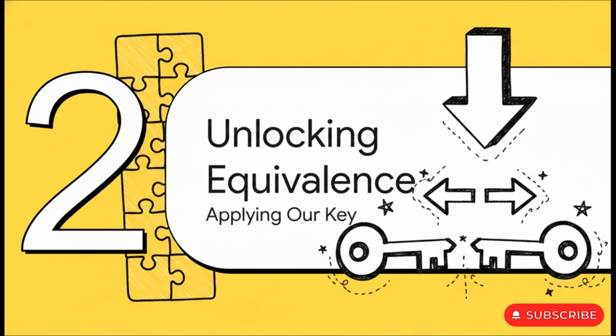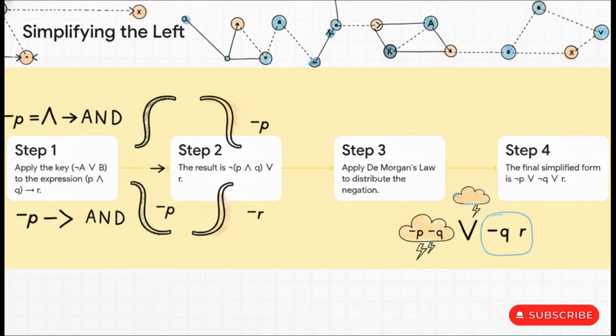Okay, let's grab that key and head back to our puzzle. We're going to use it on both sides of that main middle arrow and see what's really going on under the hood. All right, first up, the left side. Just think of the whole P and Q part as our A and R as our B. So we use our key. If A, then B becomes not A or B. Simple enough. That gives us not (P and Q) or R.